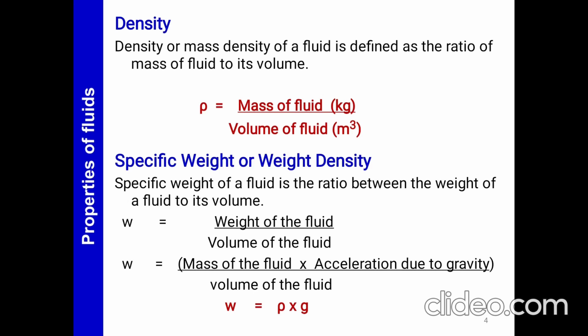Properties of fluids. Density. Density or mass density of a fluid is defined as the ratio of mass of the fluid to its volume. The density is denoted by the symbol ρ, that is equal to mass of the fluid divided by volume of the fluid. Specific weight or weight density. Specific weight of a fluid is the ratio between the weight of the fluid to its volume. Here, the specific weight is denoted by the symbol small w, that is equal to weight of the fluid divided by volume of the fluid.